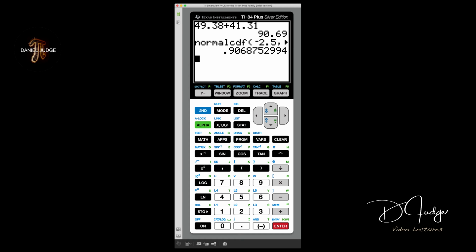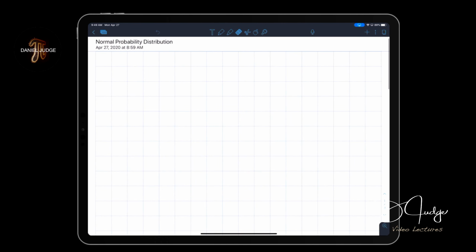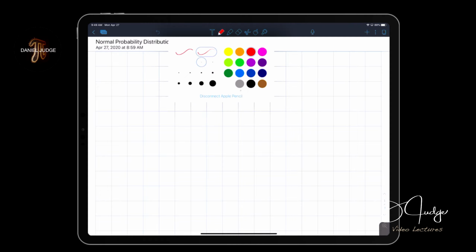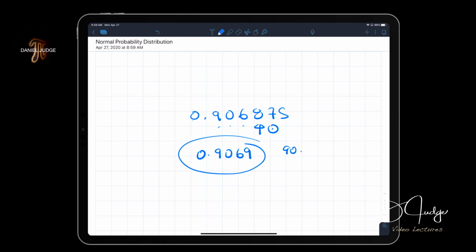Maybe we should go back to the iPad. You say, well, how do I do this, Mr. Judge? Well, 0.906875, tenths, 100,000, 10,000s. Look at the digit to the right. This is 0.9069, which is 90.69 written as a percentage when you move the decimal 2 spaces to the right.